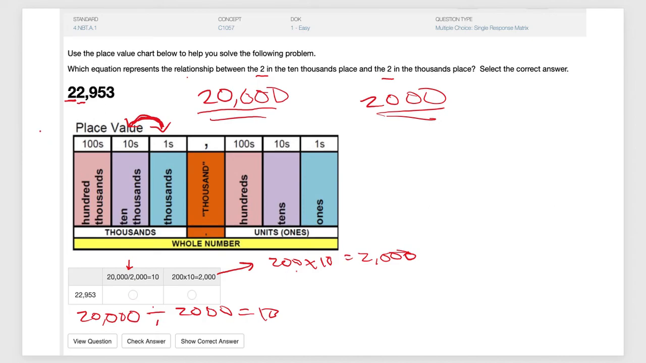But which one goes with this problem? The problem's asking us about 20,000 and 2,000. So that means this one right here is the one that represents our problem.